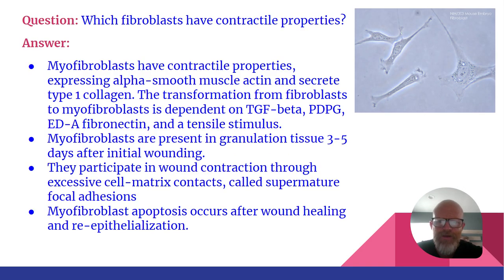First question, which fibroblasts have contractile properties? These would be your myofibroblasts. They express alpha smooth muscle actin, and they secrete type 1 collagen. The transformation from fibroblast into myofibroblast is dependent on transforming growth factor beta, platelet-derived growth factor, EDA fibronectin, and the tensile stimulus coming from wound healing.